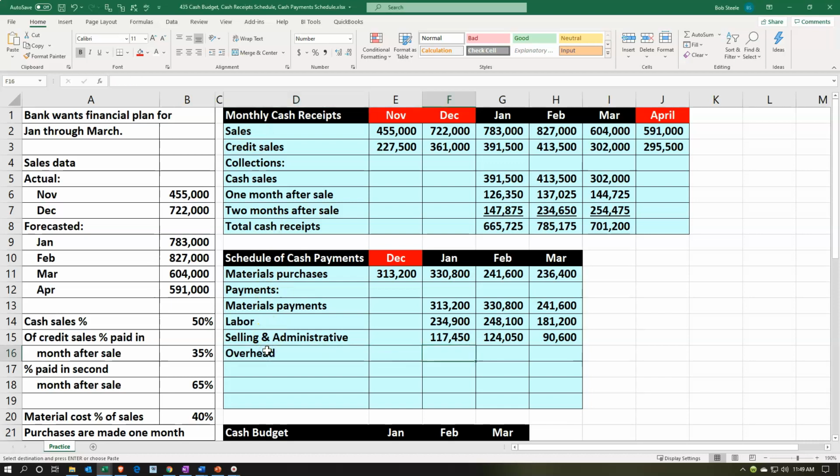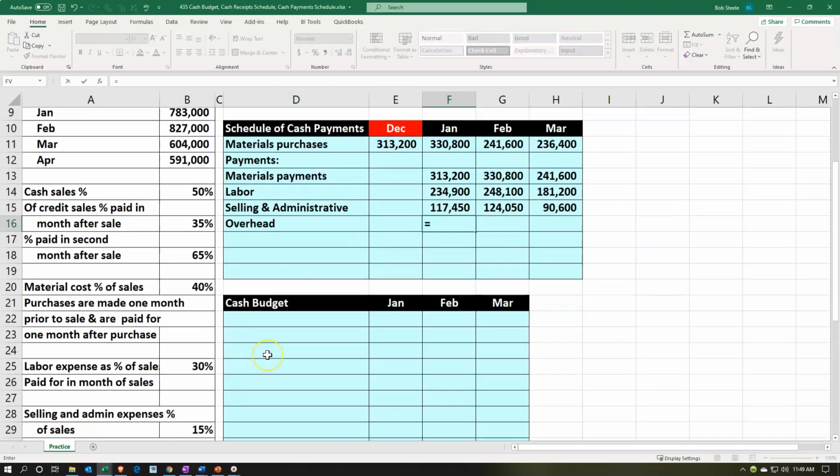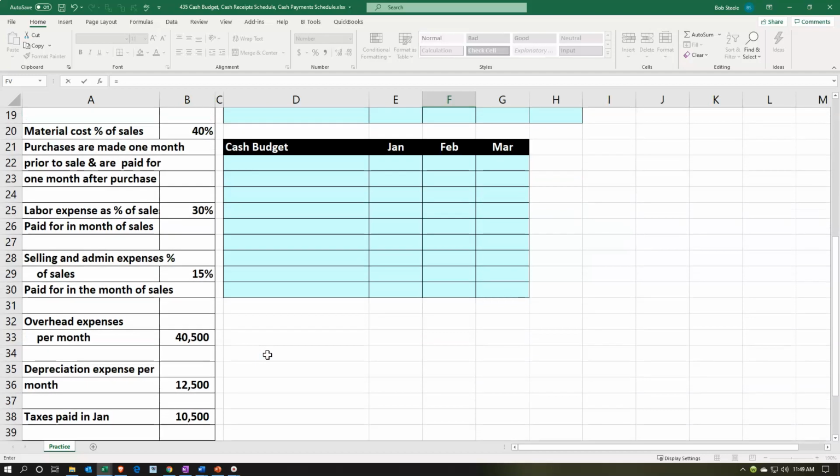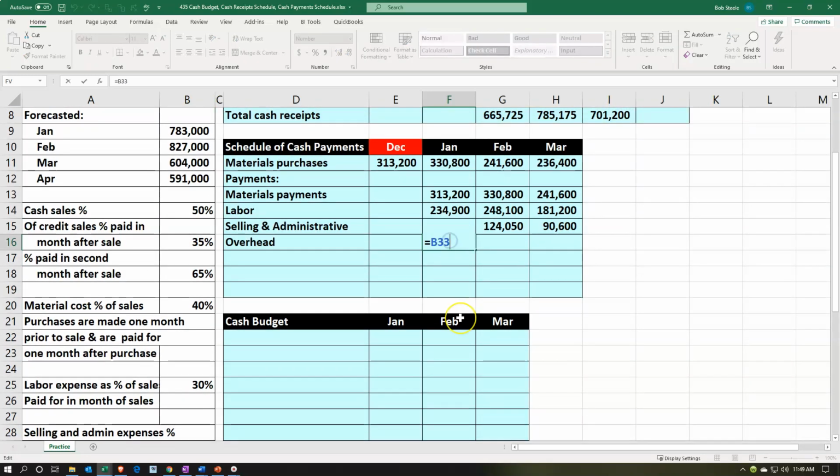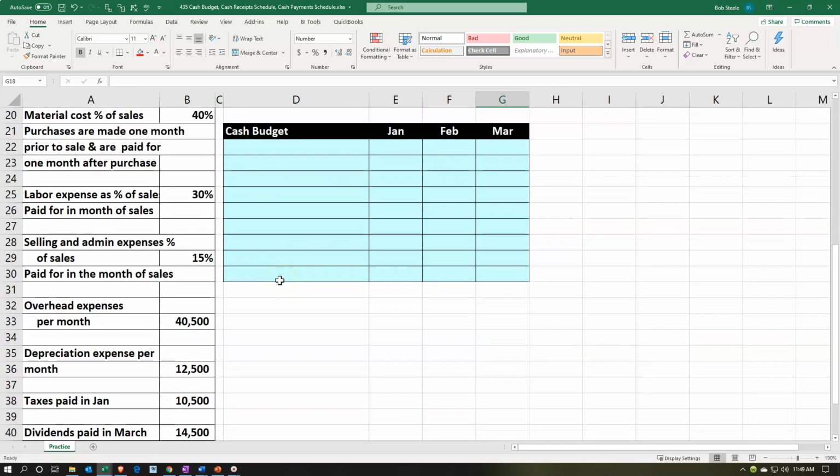The overhead is going to be equal to, this is usually a fixed amount that's going to be applied. That's going to be equal to the 40,500. So the 40,500 and enter. And I want to make that an absolute reference so I can copy that same amount across. Therefore, F4, $ sign before the B and 33 and enter, putting our cursor back on it, auto-filling that across as well. Then notice what we're going to do is we're going to skip the depreciation.